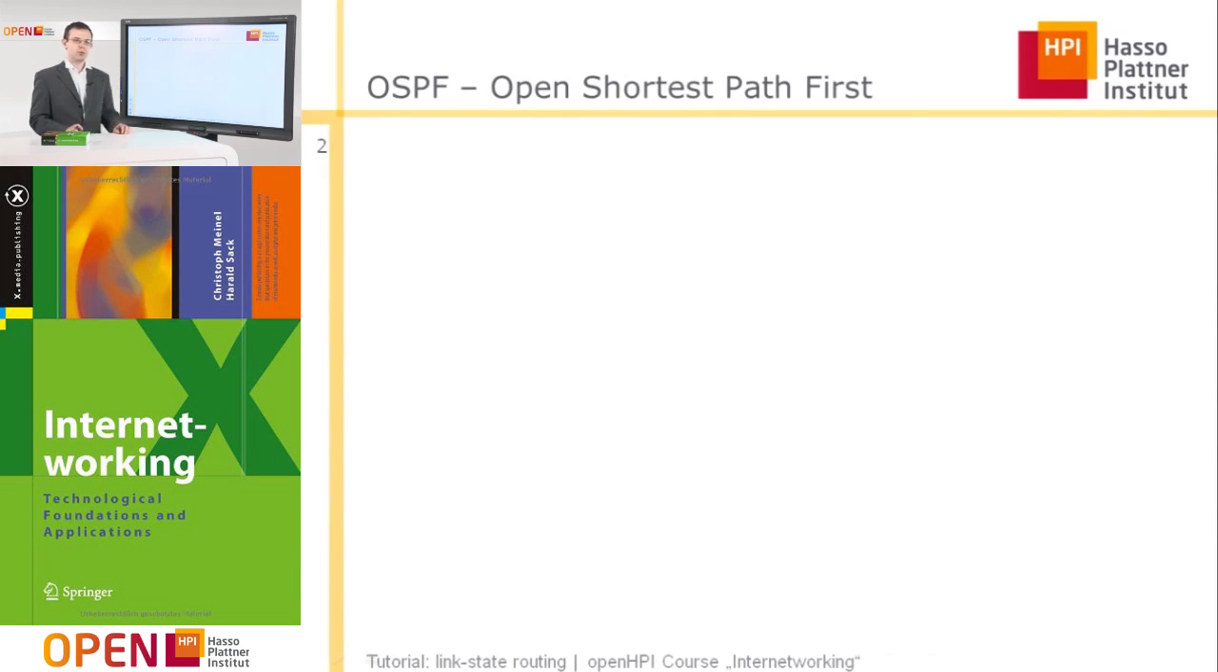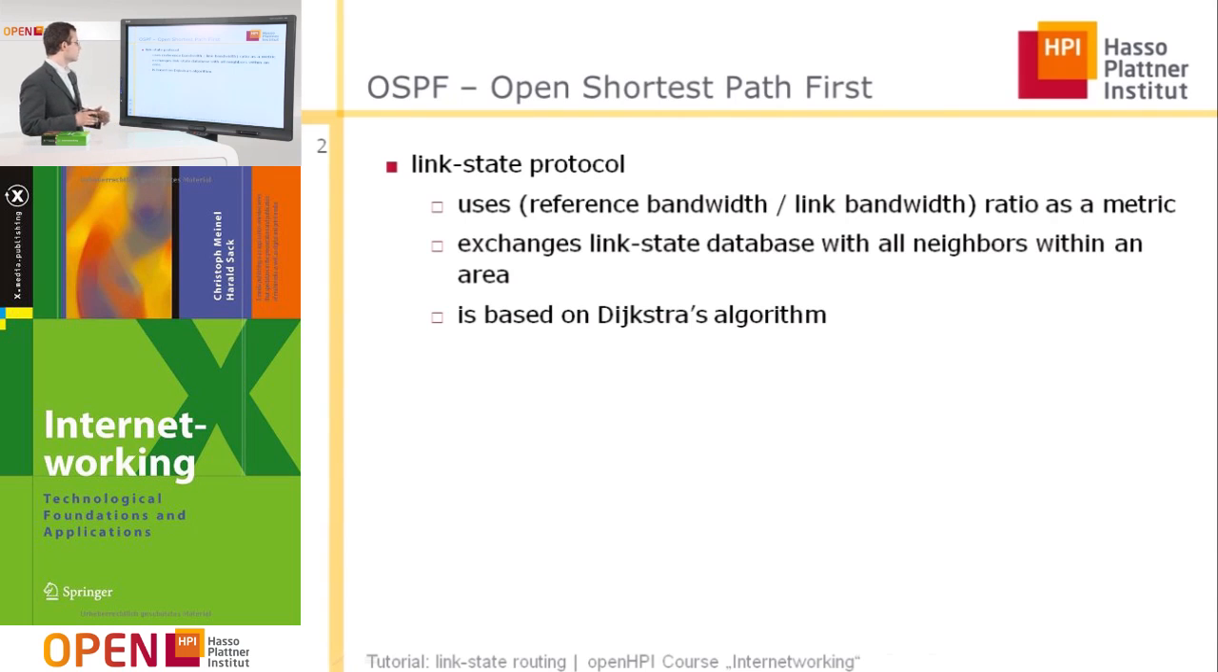Let's see how it works using the Open Shortest Path First protocol as an example. This is, of course, a link state protocol that uses the ratio of reference bandwidth to link bandwidth as a metric, and the routers exchange with each other a link state database with states of all the links in the network, and it's based on the Dijkstra algorithm.